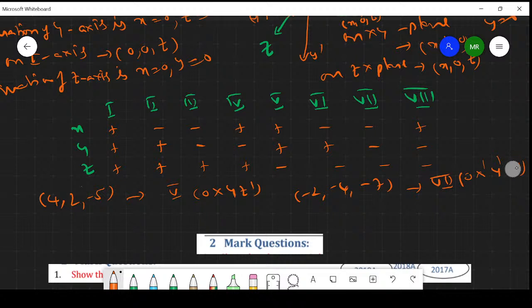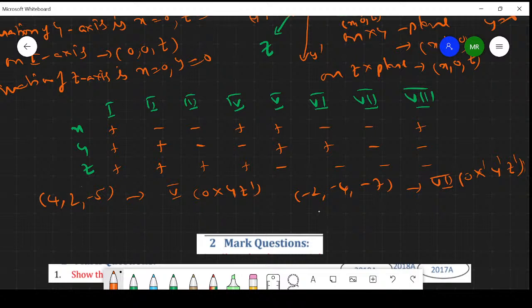Sir, if I have not remembered the number, can I write like this? Yes, perfect, you can write. Either you write 7th octant or you can write the O x dash, y dash, z dash octant. That is simple to write. Here also, either 5th octant or the O x y z dash octant you can write. I hope you understood.